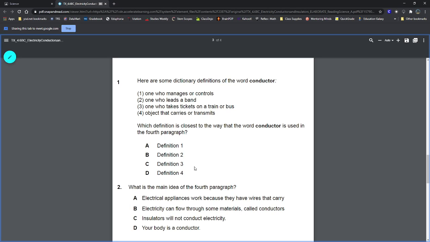So let's start by reading our questions before we read the story. Question number 1. Here are some dictionary definitions of the word conductor. Okay, so they give us 4 definitions.